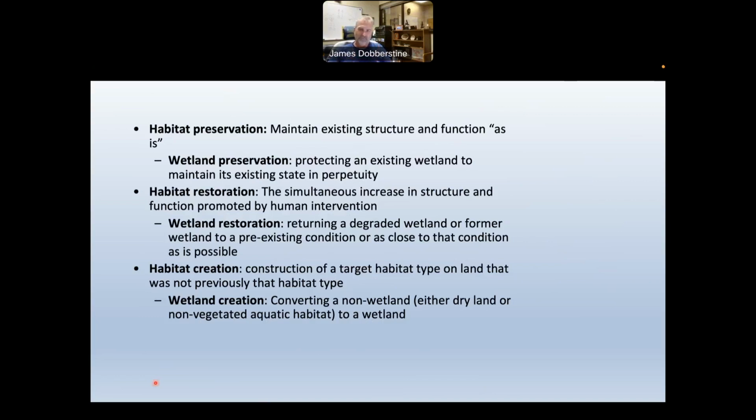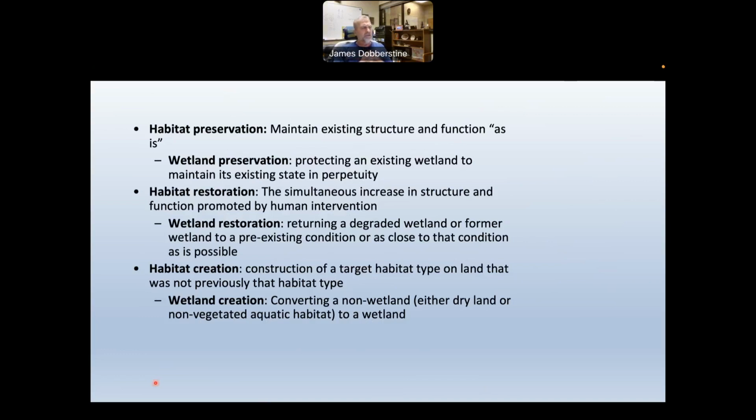So we're talking about, with wetlands, a specific type of habitat, but it's a degraded wetland. It might be a former wetland. So if it's a wetland that has been drained for some reason or filled, then we want to take it back to a pre-existing condition, or as close to that condition as we can get.